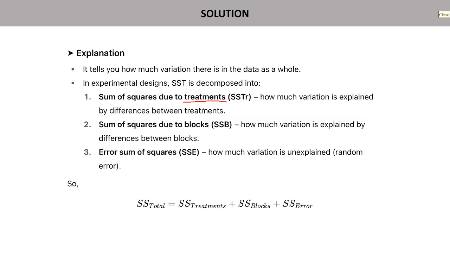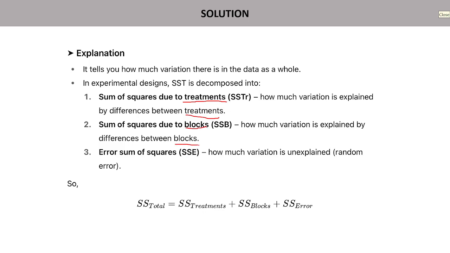If there are multiple treatments in the observations and there is any variation occurring due to the treatments, that variation will be called SSTR, or sum of squares due to treatments. The second one is sum of squares due to blocks. This kind of variation is explained by differences between the blocks.